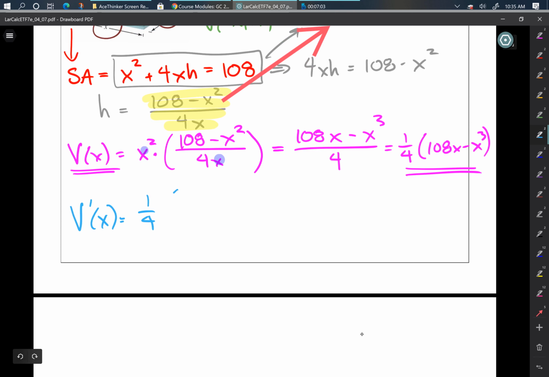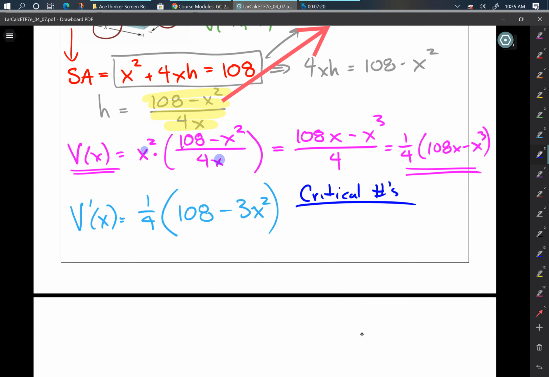The 1/4 is the coefficient, so it's going to come along. The derivative of 108x minus x cubed is 108 minus 3x squared. Okay? So then my critical numbers: critical numbers are when that first derivative does not exist or when it's equal to 0. Given that it's just a polynomial, there's none of the does not exist. And when is it equal to 0? It's equal to 0 when 108 is equal to 3x squared, which is when x squared is equal to, what's 108 divided by 3? 36. So that's when x is equal to 6.